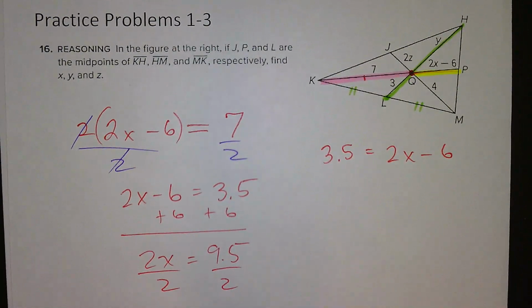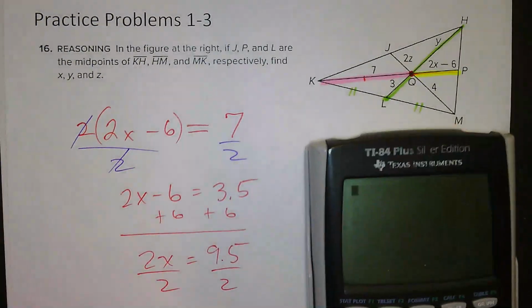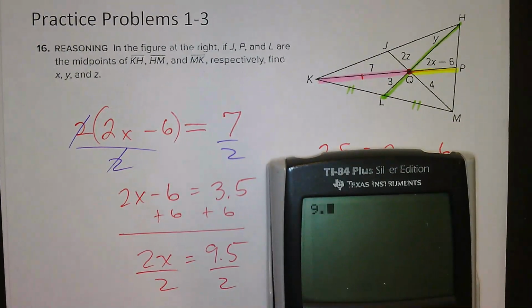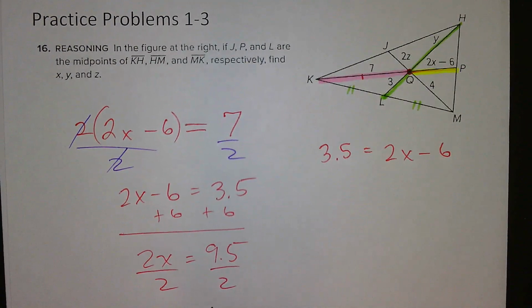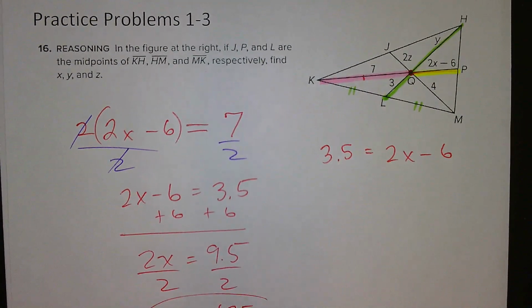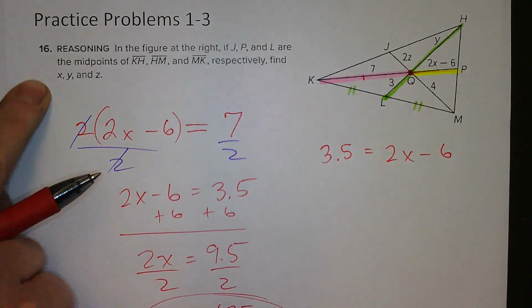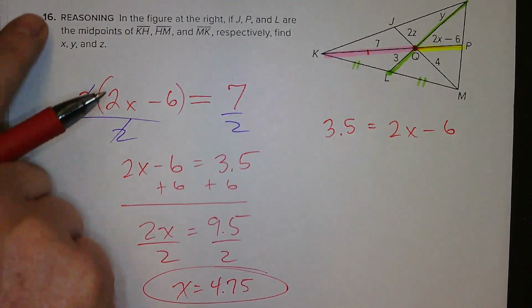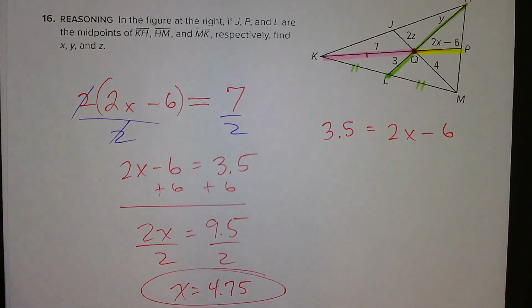And you're absolutely welcome to use a calculator here on these if you want any support with computations. I'll just pull mine out here. I'm going to do 9.5 divided by 2. That's going to give me 4.75. And that's my answer for x. X is 4.75. So that's my first answer because it wanted me to find x, y, and z. There's my x.